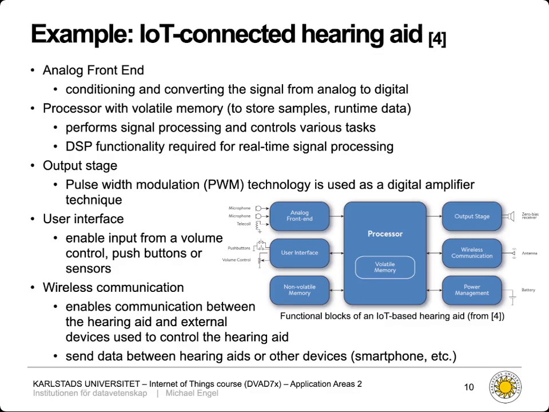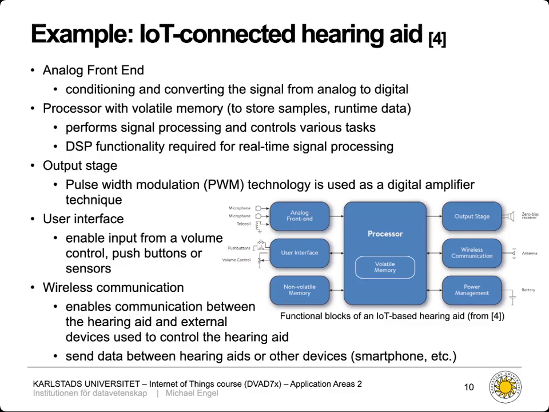So this is an example of a structure for an IoT connected hearing aid. So we see the components in the graphics on the lower right-hand side. So in the middle, we have a processor, and this processor is connected to a number of components. The first component, obviously, is the analog front end. So you have one or more microphones. These microphones create analog signals. These analog signals have to be conditioned. They have to be converted to digital signals to be processed by the CPU in the system. So this is what's happening in the analog front end.